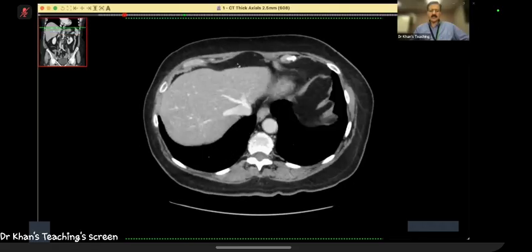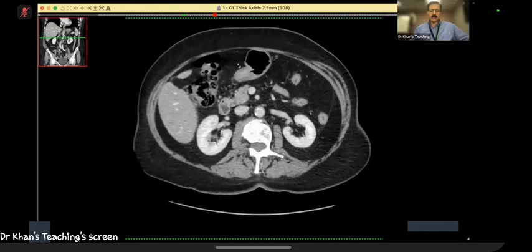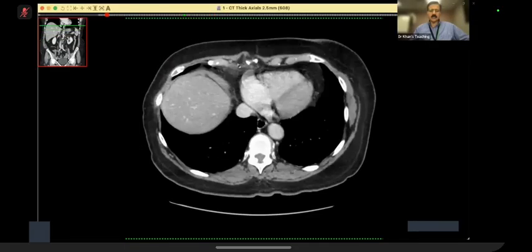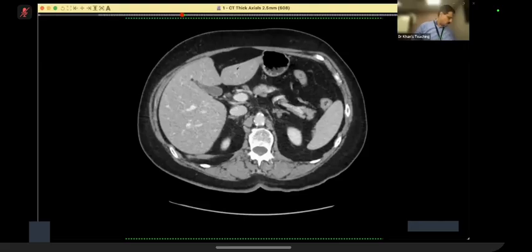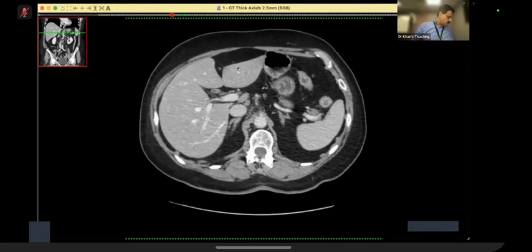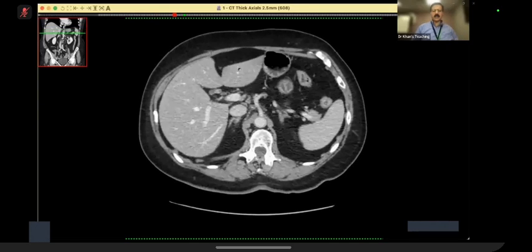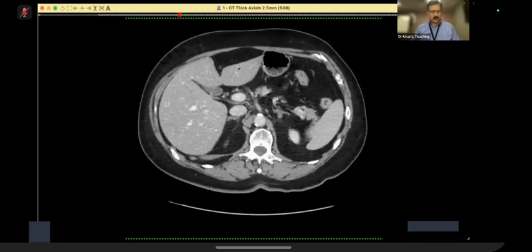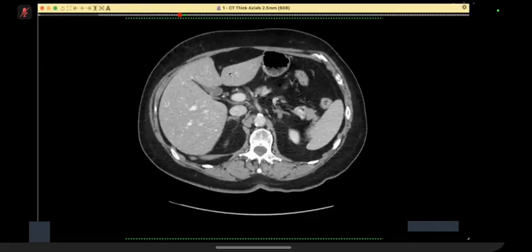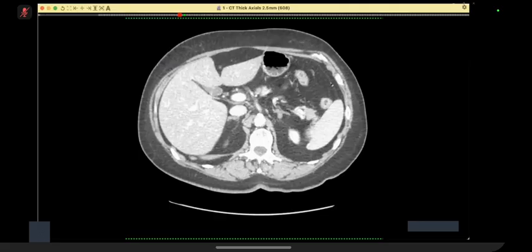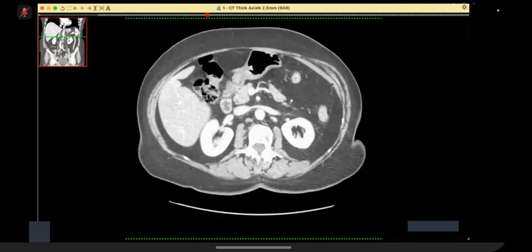So this patient has got upper abdomen pain and has got hypoglycemic attacks. Over to you. Okay, I'm presented with an axial CT scan in the portovenous phase. I'm requesting a CT scan of the abdomen. Just look at the pancreas, please. Yes, in the portovenous phase.